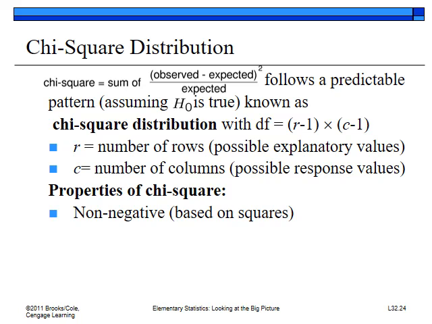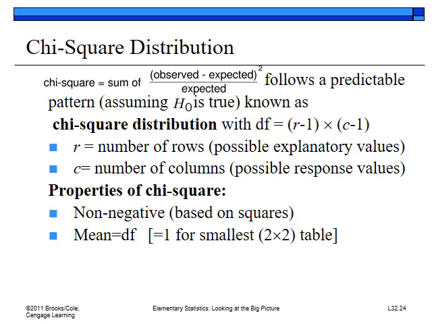The chi-square distribution is not negative. Notice that all the terms are squared, so there's no way we can get anything negative. The mean of the chi-square distribution is just the number of degrees of freedom. So for a 2 by 2 table, the number of degrees of freedom is 1, and that's the mean of the distribution. For a 5 by 6 table, the number of degrees of freedom would be 4 times 5, that's 20. So the mean of that chi-square would be 20.